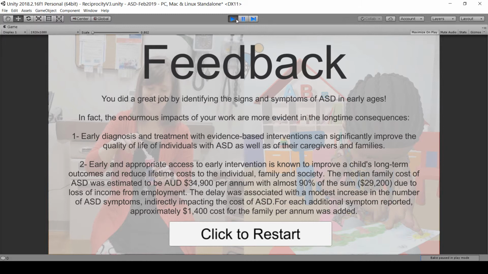Number two explains how access to early intervention can help improve the child's long-term outcomes and reduce lifetime costs to the individual, family, and society. It also provides an estimation for ASD family costs and how early intervention can help to reduce that number.